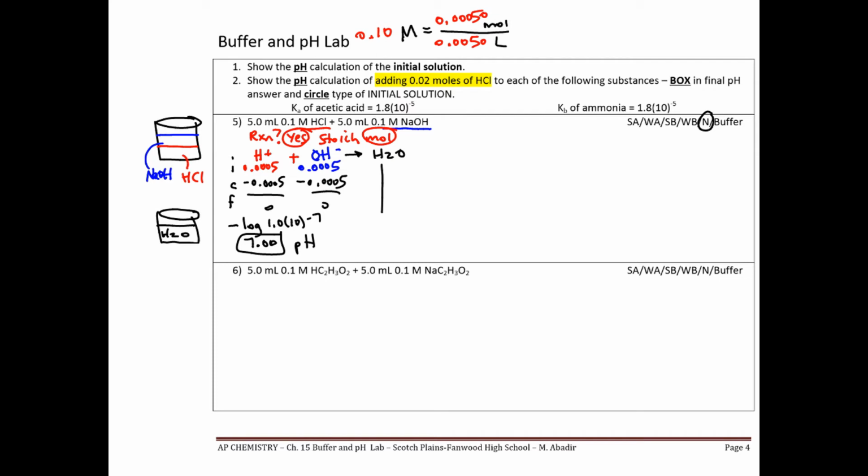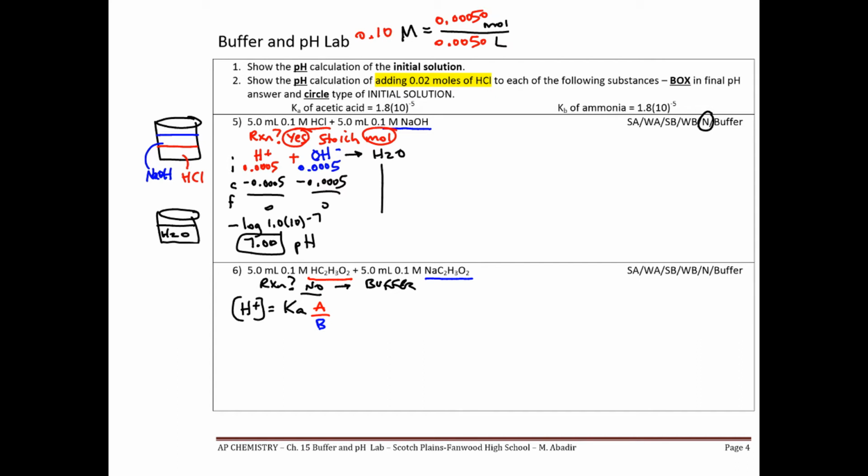Okay, number 6, we're going to look at that, and we're going to see that this is a weak acid and its conjugate base. So the question is, is there a reaction? The answer is no. So then what do we have? We have a buffer. So when we have a buffer, we use the buffer shortcut. So H plus equals Ka times A over B. You're allowed to use molarity or moles for this.